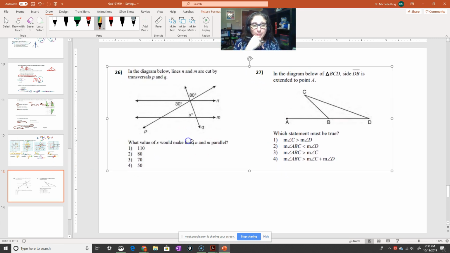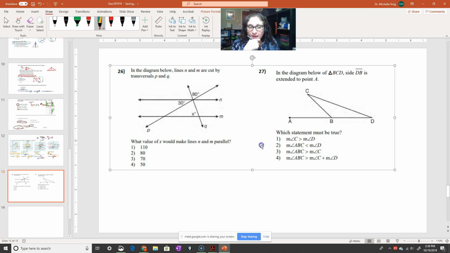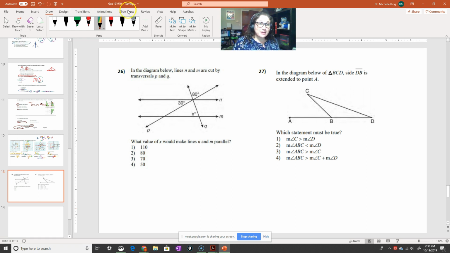Here's our next one. In the diagram below, lines N and M are cut by transversals P and Q. What would make them parallel? That's actually a really good question. In order for them to be parallel, we need to make sure we have corresponding or alternate interior or some type of angles. So here's angle X. We have to pay attention to what angle X maps to.